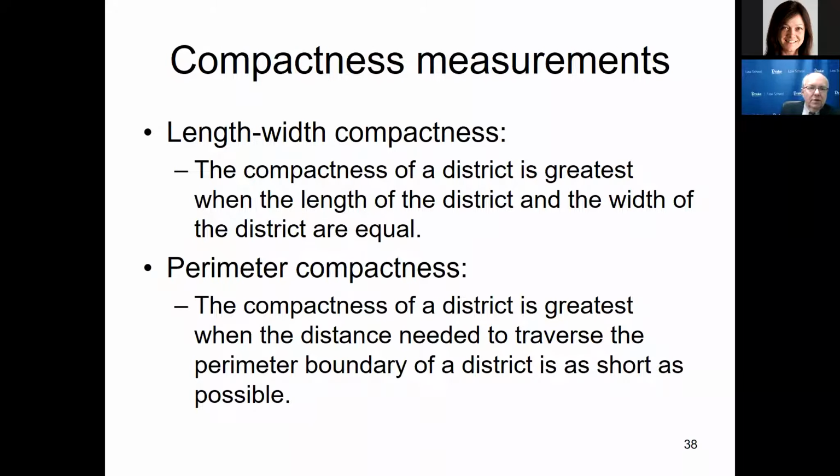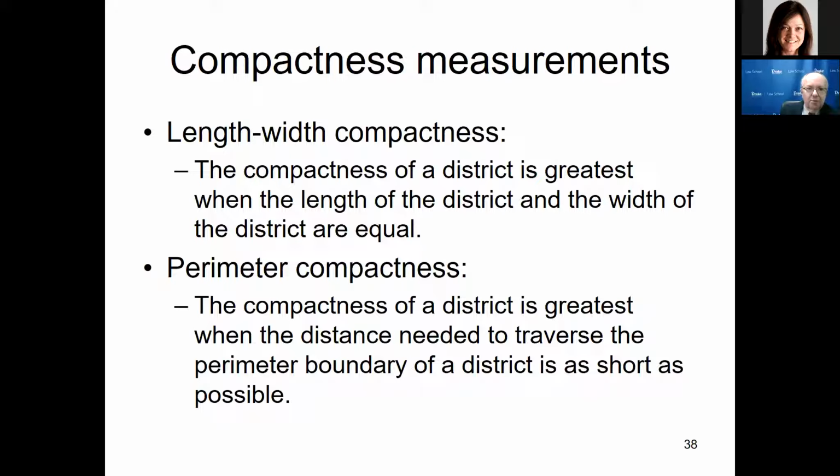The first one is length-width compactness. It provides that the compactness of a district is greatest when the length of the district and the width of the district are equal. In effect, this is examining the squareness of districts. The more square a district is, the better length-width compactness you will find.